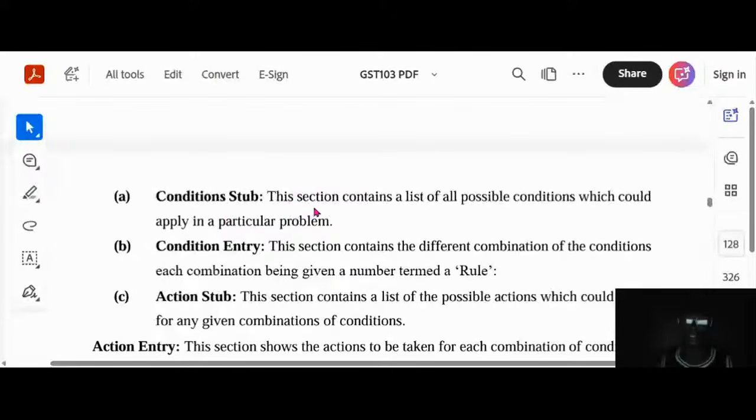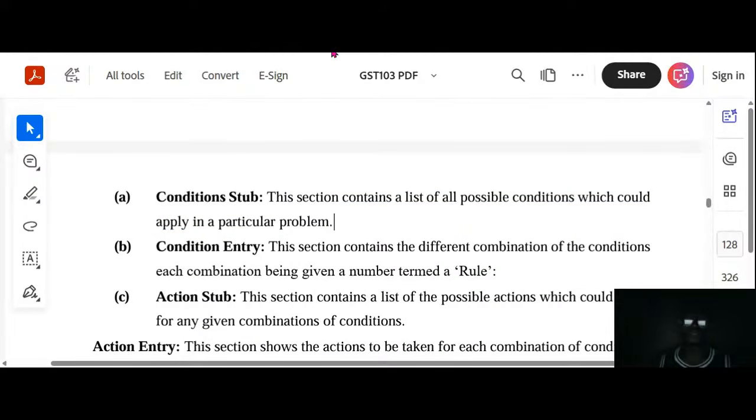The condition stub: this section contains a list of all possible conditions which could apply to a particular problem. Don't forget that the decision table is used for analysis. It first presents all possible solutions to that problem. So the section that deals with presenting all possible solutions to the particular problem to be solved is the one we call condition stub.